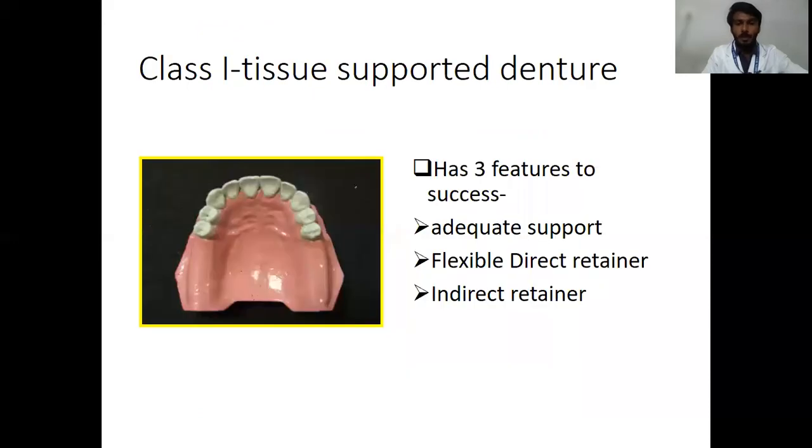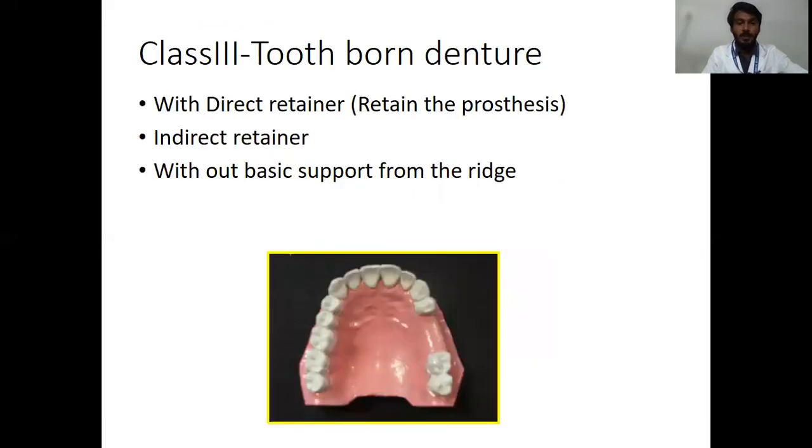Class 1 is a tissue supported denture, and it has three basic features for success: adequate support, a flexible direct retainer, and the presence of an indirect retainer. And the class 3 situation is actually a tooth bone denture.